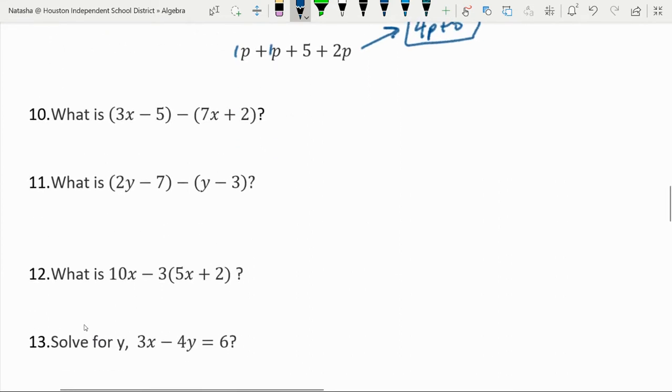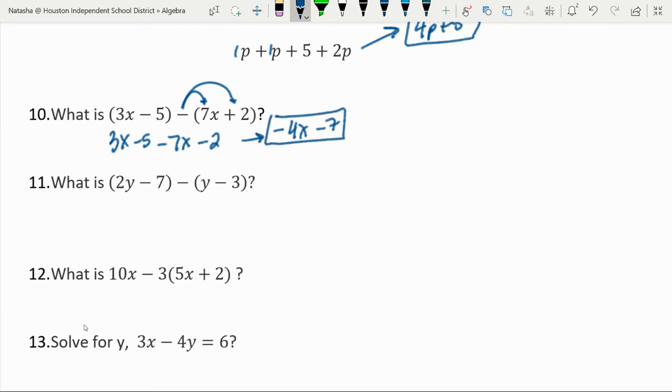Number 10, again, we're still simplifying the expression. So this is going to be 3x minus 5. This is going to be distributed, so negative 7x. This is going to be distributed, so that's going to be minus 2. Combine like terms. So 3 minus 7 is going to give me negative 4x. And then negative 5 minus 2 is going to give me negative 7.